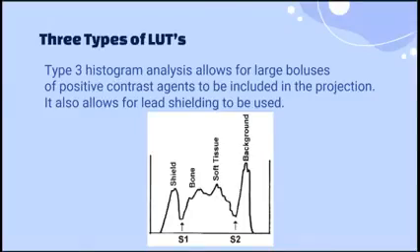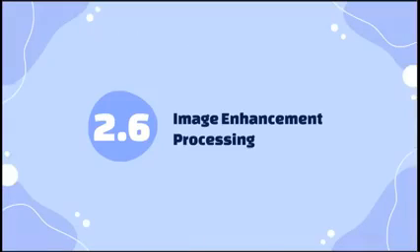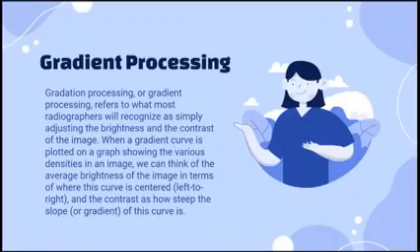Okay. Now we go with image enhancement processing. So we're almost done. Last part na dito siya. So we have what we call gradient processing. Okay. Gradation processing or gradient processing refers to what most radiographers will recognize as simply adjusting the brightness and the contrast of the image. Okay, so when a gradient curve is plotted on a graph showing the various densities in an image, we can think of the average brightness of the image in terms of where this curve is centered, and the contrast as how steep the slope of this curve is. Gradient processing is all about adjusting brightness and contrast, period.